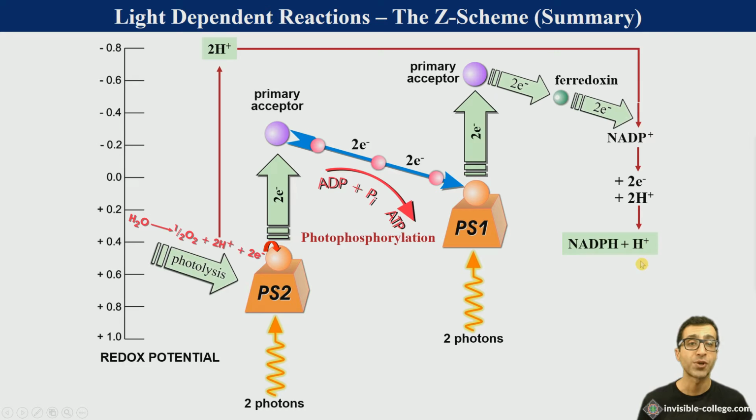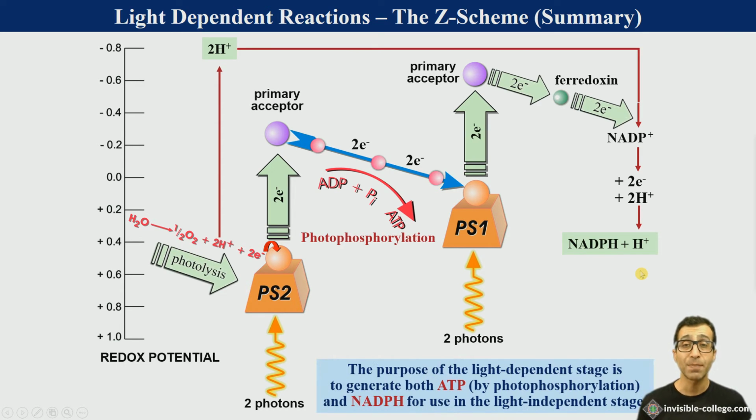and a free proton. So the purpose of the light-dependent stage is to generate both ATP directly by photophosphorylation and also to generate reducing power in the form of NADPH for use in the light-independent stage of the reactions of photosynthesis.